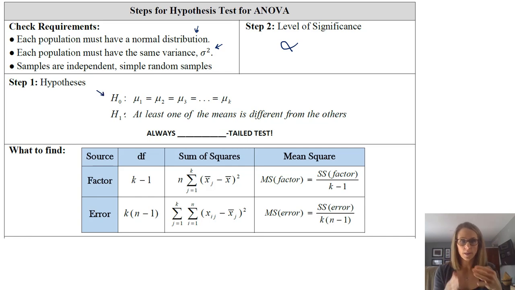Either your H naught is that all the means are equal, or at least one of the means is different from the other. Similar to a chi-squared test, this is always going to be a right-tailed test. We are going to be using a new distribution. You will not see a table for this distribution because we just use the p-value method and we don't use a table. If you did use a table, there's like 10 tables or something for this distribution, so we do not do that.